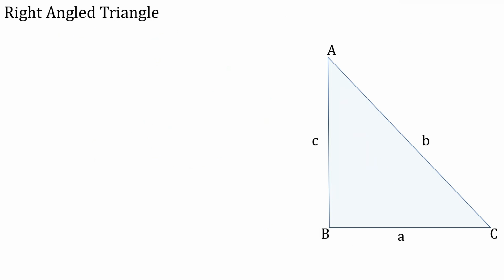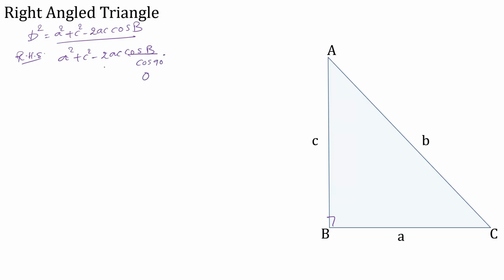When we have a right angle triangle, as per the cosine rule, it is b square is equal to a square plus c square minus 2ac cos B. We'll take this right hand side and then prove that to be equal to the left hand side. So a square plus c square minus 2ac cos B. Here we have right angle at B, which means this will become cos 90 degrees. Cos 90 degrees is 0. So 2ac into 0, the entire term will become 0. Then we'll have a square plus c square. In a right angle triangle, we know that a square plus c square is equal to b square.